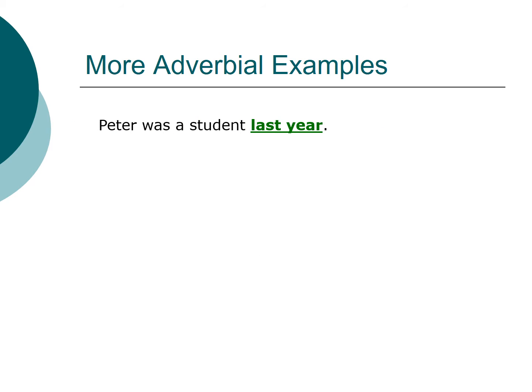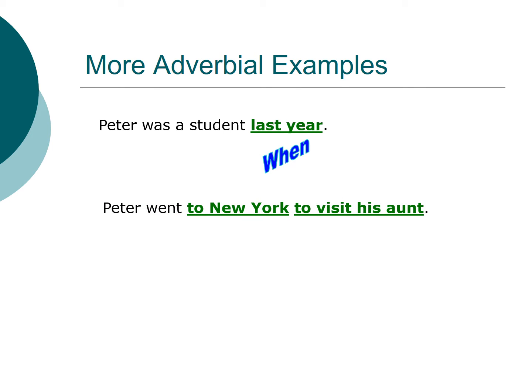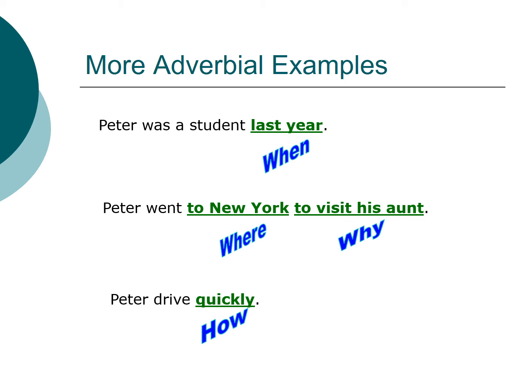Let's see some more adverbial examples. Peter was a student last year. So last year mentions when. Peter went to New York to visit his aunt. So it mentions where and why. Peter drives quickly, so it mentions how he drives.